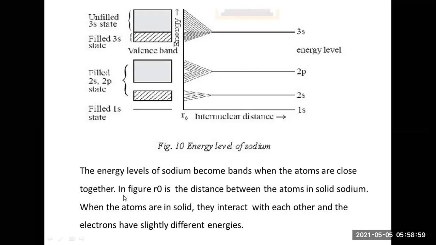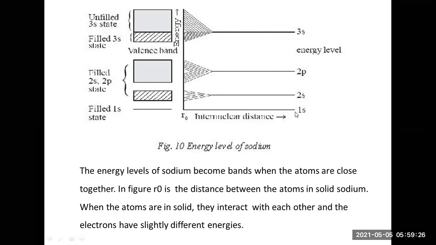When the atoms are close together, you can see the distance r naught. The r naught is nothing but the distance between the centers of two adjacent atoms, the distance between the atoms in solid sodium. So we talk about sodium in the form of solid, right? When the atoms are in a solid, they interact with each other, and the electrons have slightly different energy.